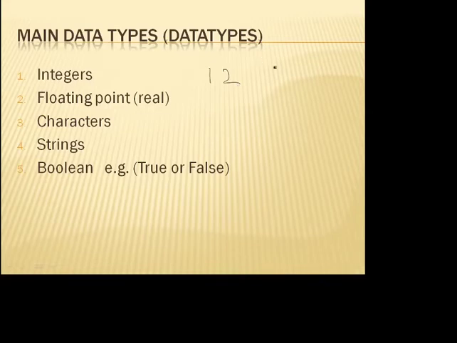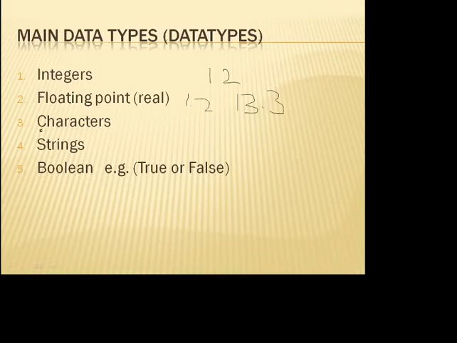Whole numbers. When we talk about floating point data types or real data types, we're talking about numbers that have a decimal point. So we'll talk about things like 1.2, or say for example 13.3. So those are examples of floating point. So let me repeat, floating point, these are numbers that include a decimal point.